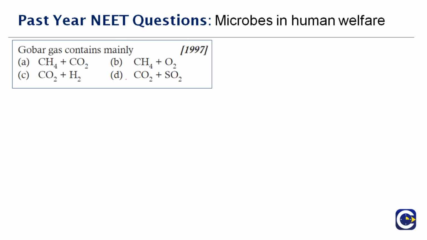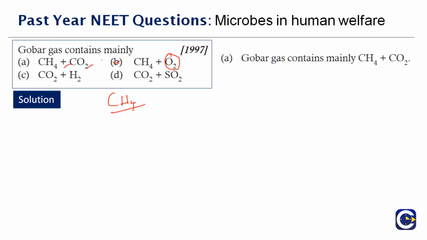Next question here. Gobar gas contains mainly dash. Very easy question, I think. We know biogas is an anaerobic production, right? So in an anaerobic production, you will not have oxygen in it. Therefore, option B will not be the answer. If you look at the other 2 options, C and D, when we talk about biogas, the main constituent is methane. Since it is an anaerobic process, oxygen will not come into it. Therefore, the correct answer is option A. Gobar gas mainly contains methane plus carbon dioxide.